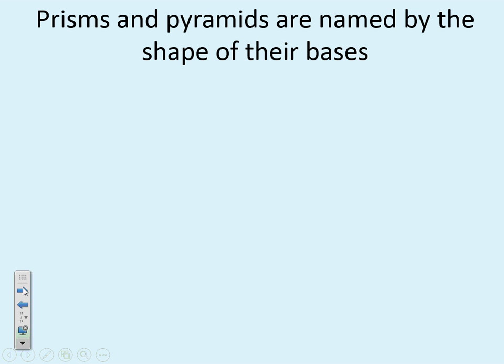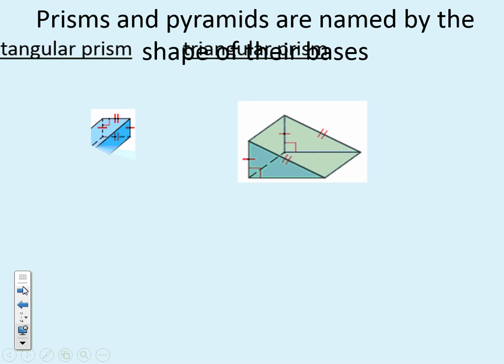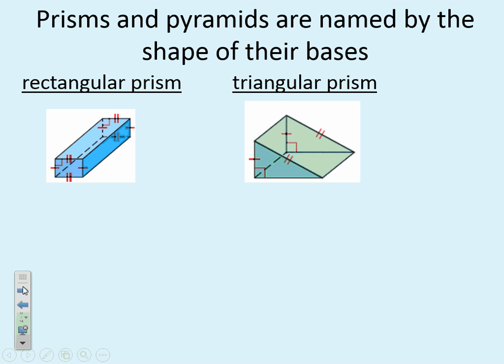So basically what you saw there as I was going through all of those examples is that prisms and pyramids are named by the shape of their bases. So when we look at prisms like these two, they're not pyramids, they're prisms, because the base is a special shape like a rectangle, or in the green one here, the bases would be considered the triangles. It has two distinct bases and the rest of the sides are rectangles.